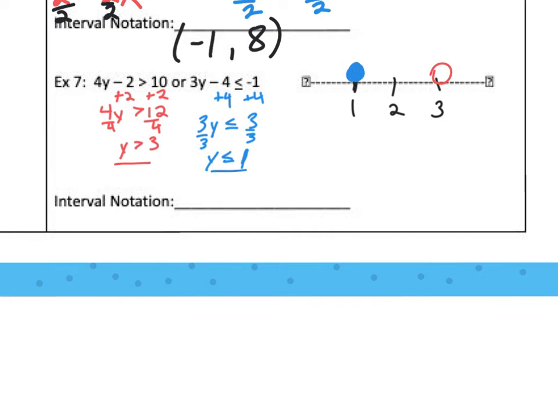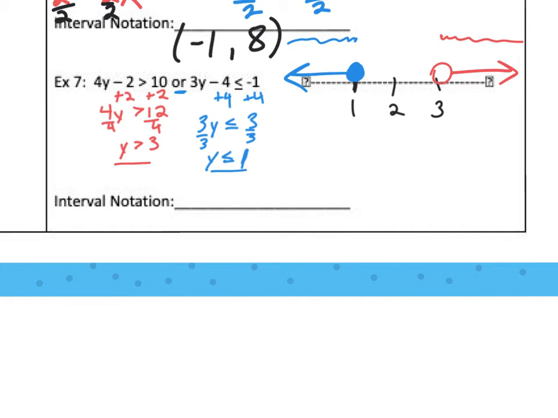Now I want to do my shading above, so the greater than 3, I know I'm going to shade to the right. Less than or equal to 1, I know I'm shading left. And it's an OR function, so I know that I want a gap in between these two things. So that's okay with me. My arrows are going to be left and right.